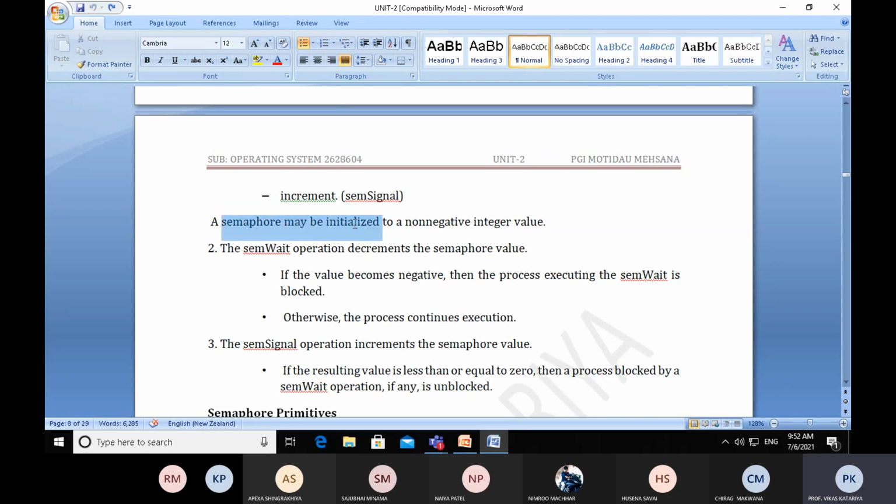A semaphore may be initialized to a non-negative integer value, or it can be initialized to 0. It depends on the programmer, on the users, how semaphore variables are going to be implemented in the programming section. It can be initialized to 0 and it can be initialized to any non-zero or non-negative integer value.